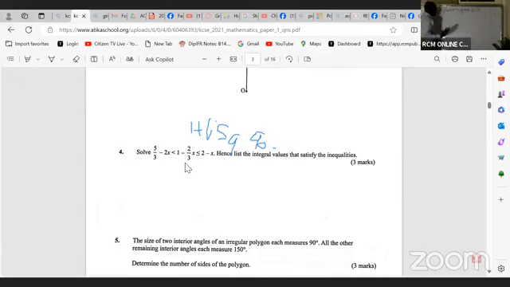So if you get this right, then I'll be able to give you a different question which now has a present. So you must be very keen. They want us to solve this, hence list the integral value. So first of all, we solve this.